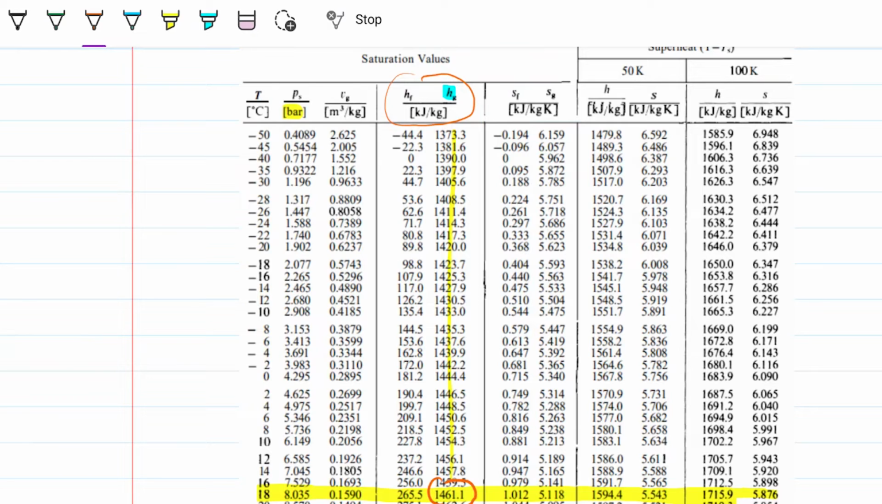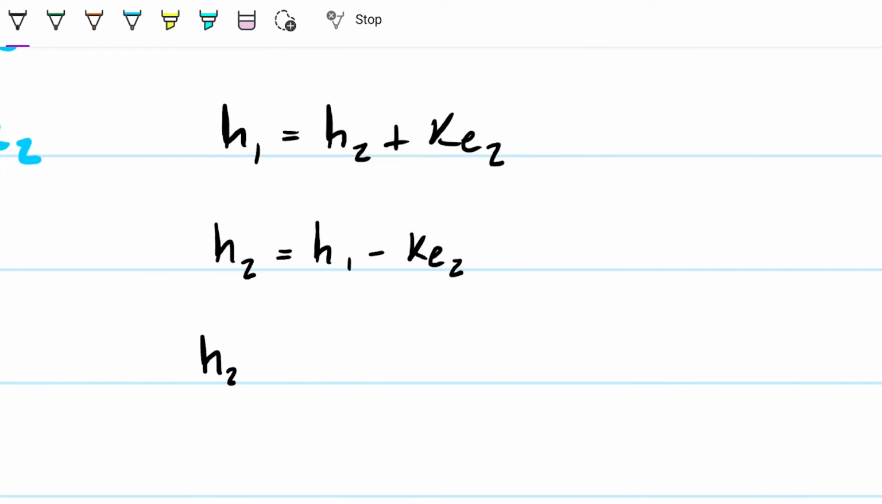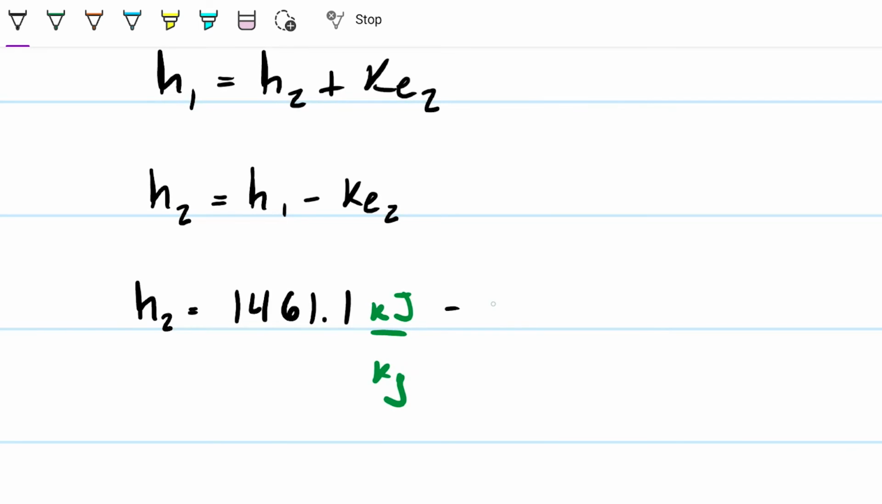So 1461.1, that is given in kilojoules, watch out, kilojoules per kilogram, right? Brilliant. Minus, what is the kinetic energy? Mass times the velocity squared divided by 2. If I have this in kilojoules per kilogram, then I don't have the mass component. So instead of putting mass times V2 squared over 2, I'm just going to put V squared over 2, which will give me something in joules per kilogram. So therefore, I'm just putting 450 squared divided by 2.